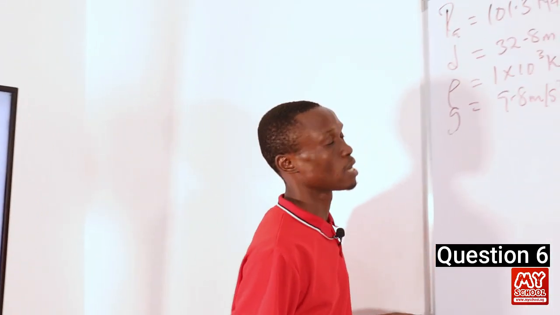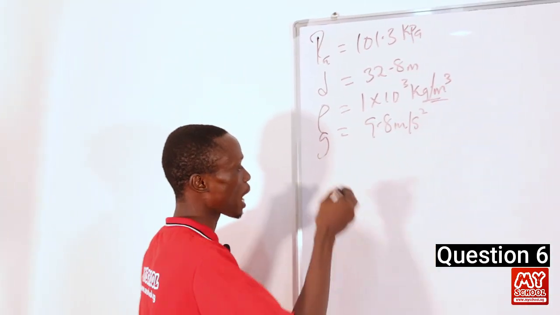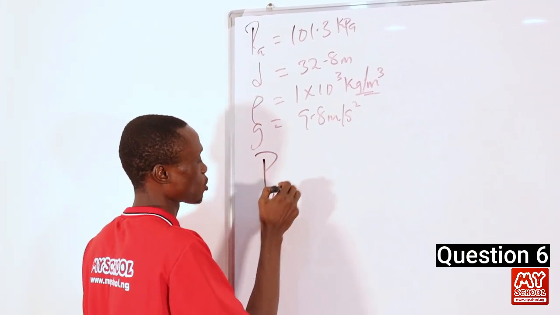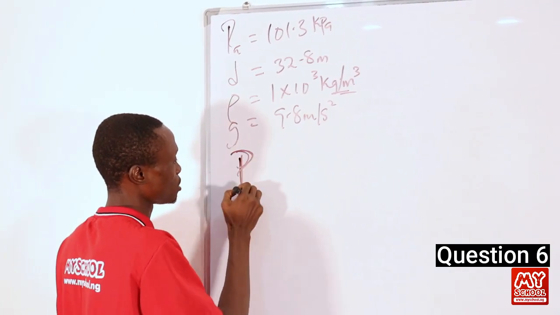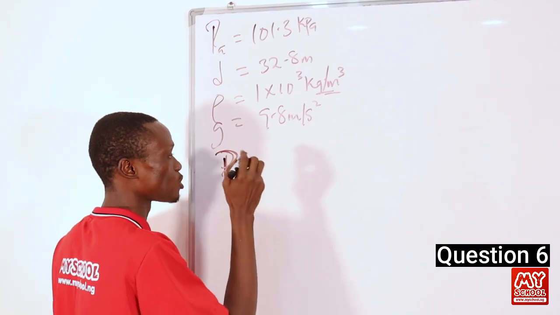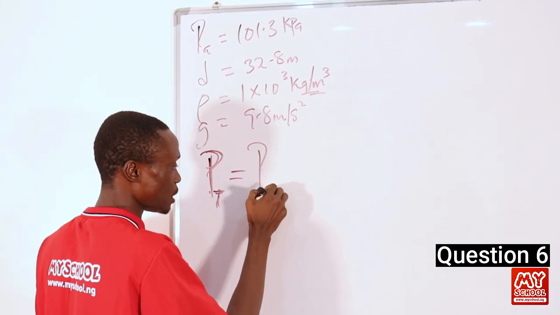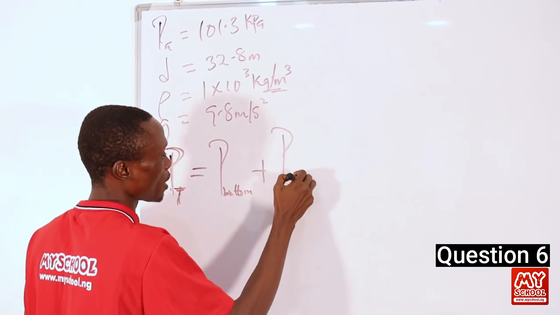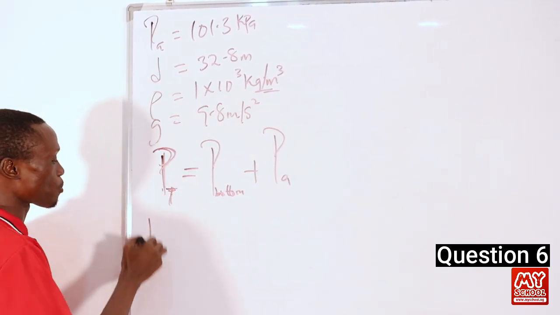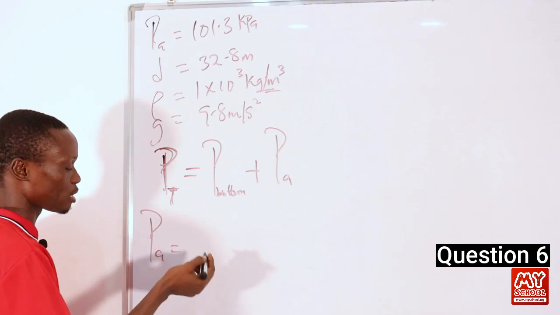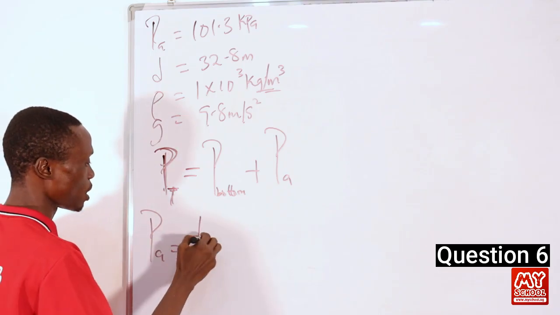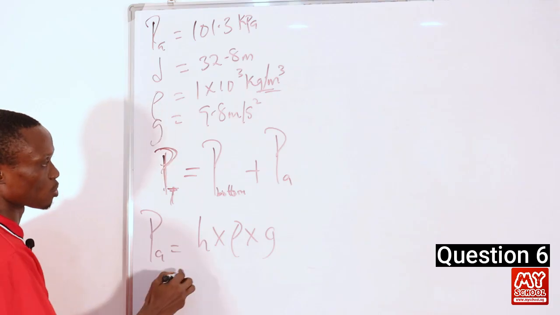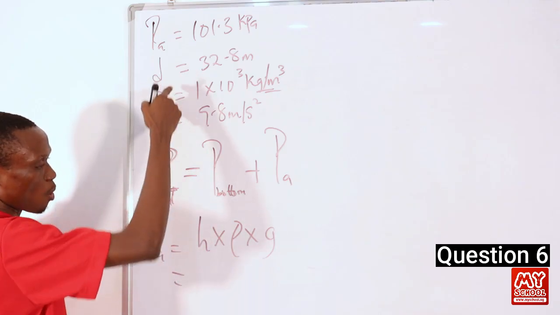So the absolute pressure at the bottom of the lake, let's call it PT. The absolute pressure at the bottom of the lake is going to be the pressure due to the water at the bottom of the lake plus the pressure of air above the lake. We can calculate the water pressure using this formula: P is equal to h times density times acceleration due to gravity. Our h here stands for our depth.